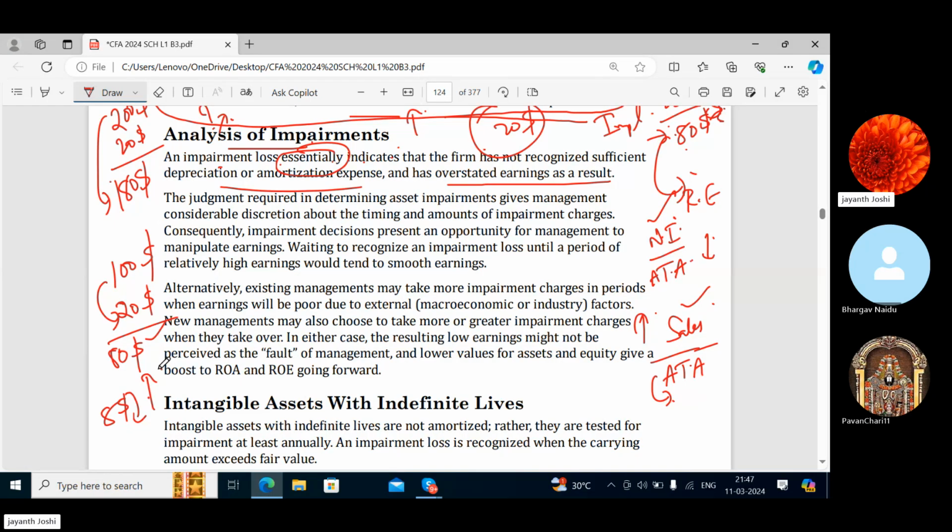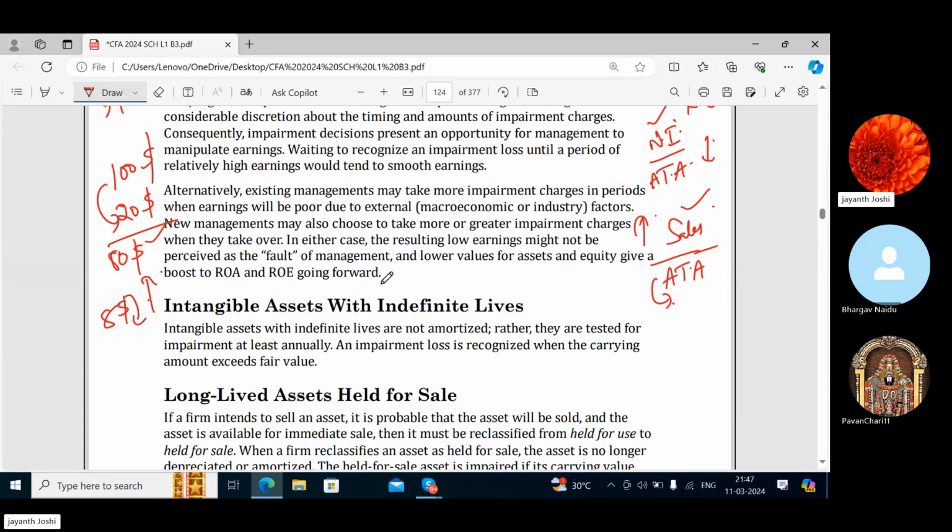So the judgment required in determining asset impairments gives management considerable discretion about timing and amounts. That means they have to do this in a timely manner so that they can show the actual value of the asset in the books. Alternatively, existing managements may take more impairment charges in periods when earnings will be poor, because they want to show more losses and they want to save taxes. That can be a reason.